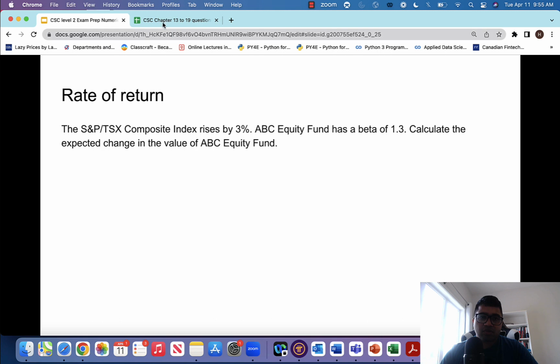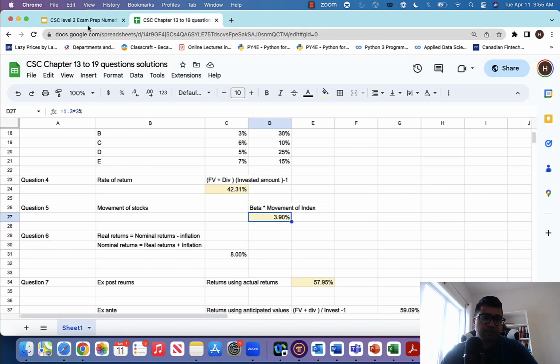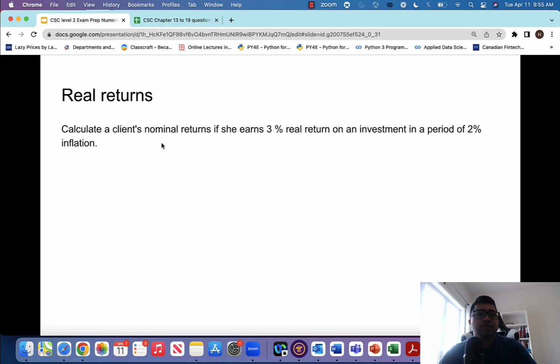Okay, that was question number 5. Let's go to question number 6 now. This is about real returns. So the impact on inflation, very important concept. So very likely to be tested, especially these times inflation is so high. So everyone wants to generate real returns, but it's getting harder and harder to generate those real returns.